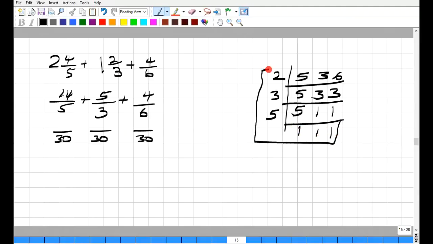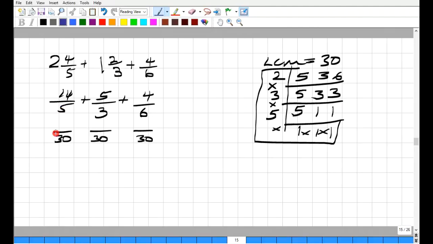Draw your L. We're going to write LCM being equal to and multiply everything. 1 times 1 is 1, 1 times 1 is 1, 1 times 5 is 5. 5 threes would be 15, and 15 times 2 would give us 30, which is what we have here. So now we're going to be making what? Equivalent fractions, all of them with the same denominator.